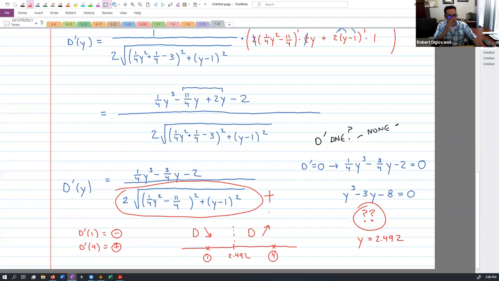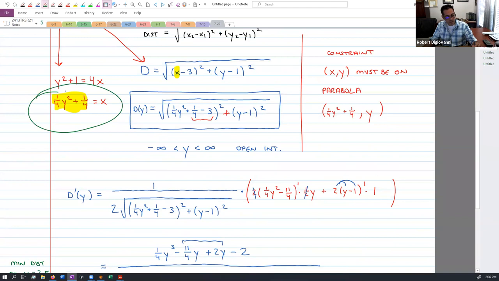I'm trying to fit all of this onto one page. So we have a minimum distance at y equals 2, I mean, let's go with 2.5. And if that's what y is, can you tell me what x is? Yeah, we solved for x back here, right? So if we plug that y value, 2.5, into here, we should be able to get x.